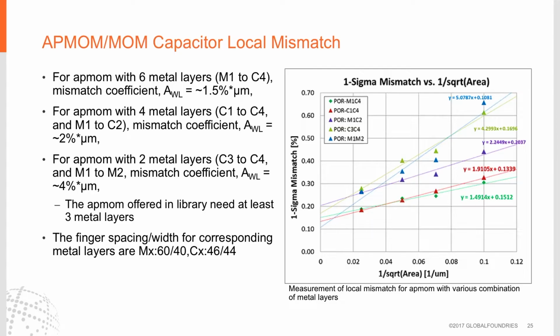The chart on the right shows the slopes of these curves, the mismatch coefficient, and you will see that as the area increases, the mismatch improves, as we would expect. Also, as the number of metal layers increases, the mismatch also improves.